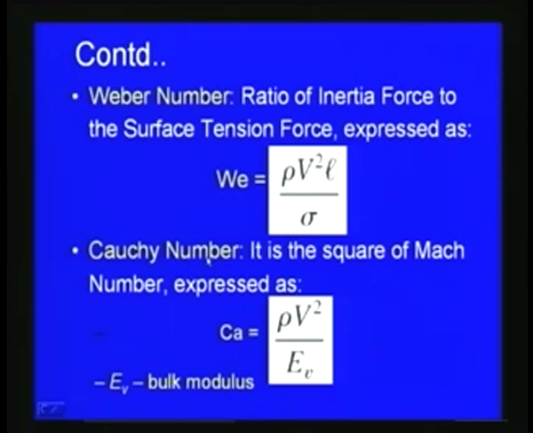Another important dimensionless number is the Cauchy number. The Cauchy number is the square of the Mach number, which we have already seen. It is defined as Ca is equal to rho V square by Ev, where V is the velocity, rho is the density, and Ev is the bulk modulus. Here also, wherever the compressibility effect is much more important, the Cauchy number is utilized.